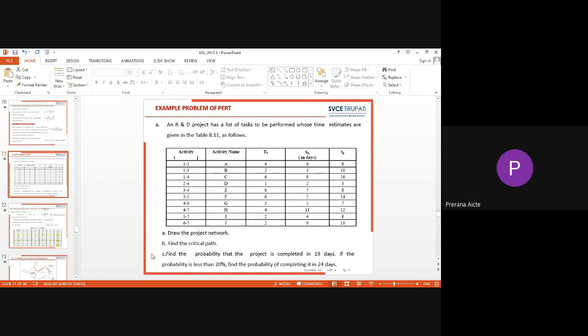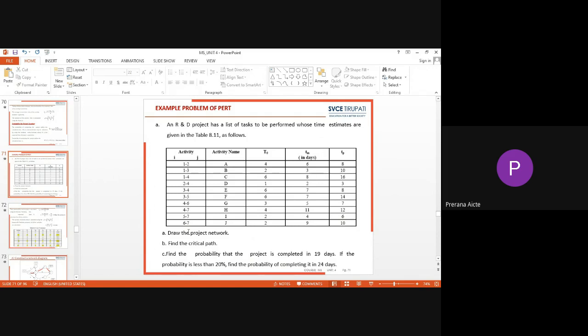So here in the given problem, another important aspect is to find the probability that the project is completed in 90 days, and if the probability is less than 20%, find the probability of completing it in 24 days. So let us try to solve this problem. First of all, we need to observe the various activities and how they are related with each other.